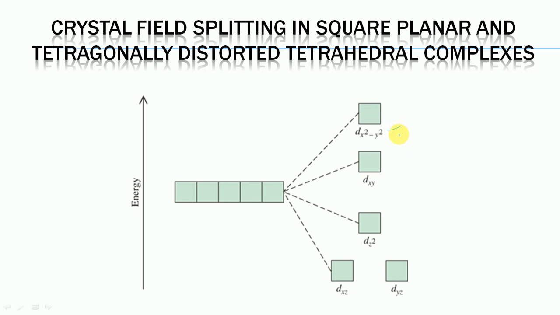Dx square minus y square has the maximum energy, then dxy, then dz square, and dxz and dyz have the lowest energy. They are the most stable.